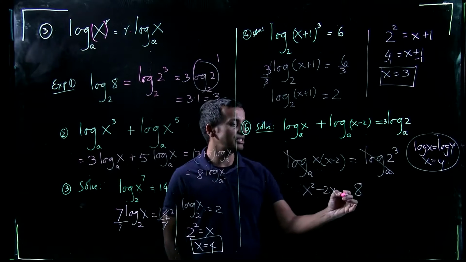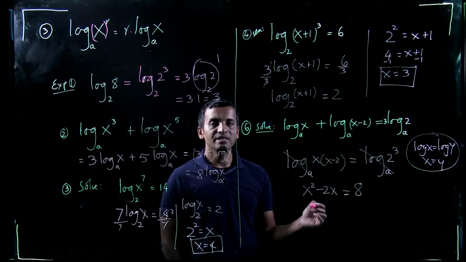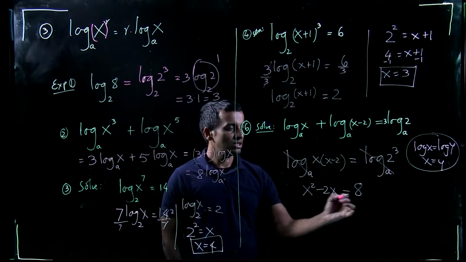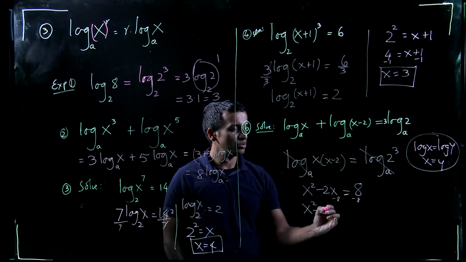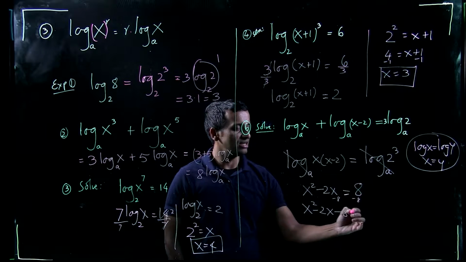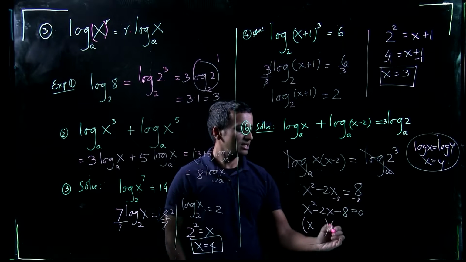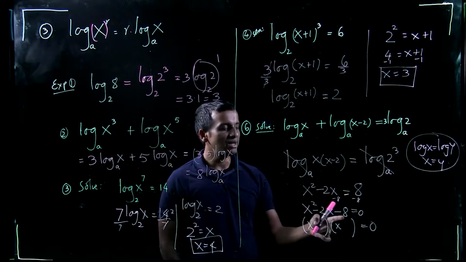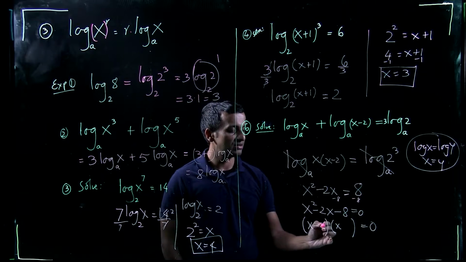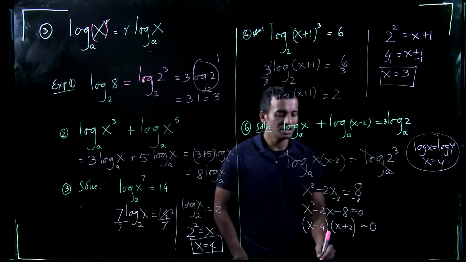Now how do I solve this? This is quadratic. To solve a quadratic equation, you make the right-hand side 0, right? So subtract 8 on both sides, and you get x squared minus 2x minus 8 equals 0. How do you solve this? So x and then x, what are the two numbers whose product is negative 8 and sum is negative 2? That is negative 4 and positive 2.